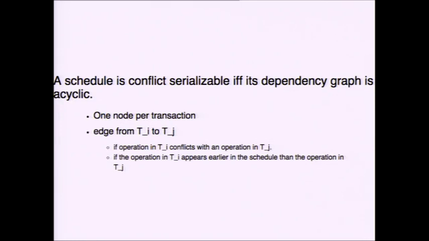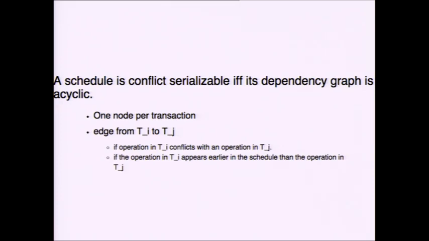The way that we can deterministically figure out if a schedule is conflict serializable is by drawing this dependency graph. What we're going to do here is put one node per transaction, and we're going to draw an edge from Ti to Tj if there's some operation in Ti that conflicts with some operation in Tj, and the operation in Ti appears in the schedule earlier than the operation in Tj, right? So basically that means that in our proposed theoretical serial schedule, Ti must come before Tj because its action comes before, right?